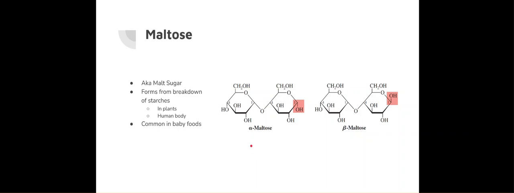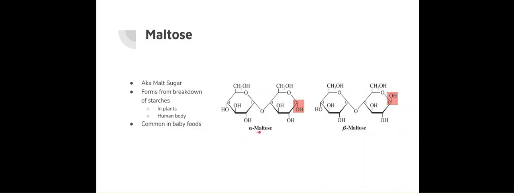Another example of a disaccharide is maltose. Maltose is also called malt sugar, and maltose is formed when starches break down. This can happen inside of plants. It can also happen inside of the human body. If you eat lots of starches, those starches get broken down into sugars in your body, and one of those products is maltose. This is a common ingredient in baby foods.